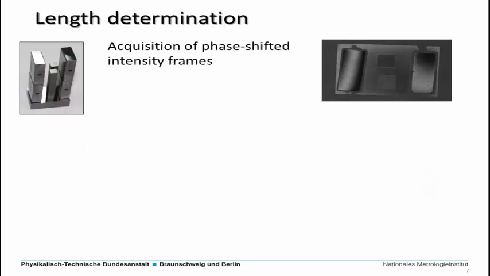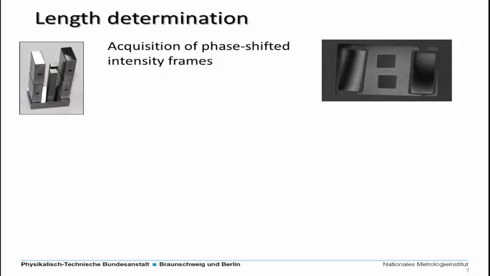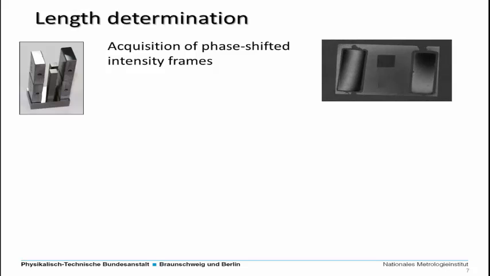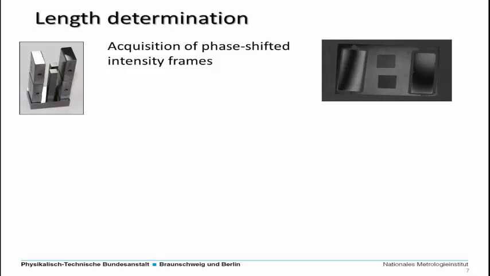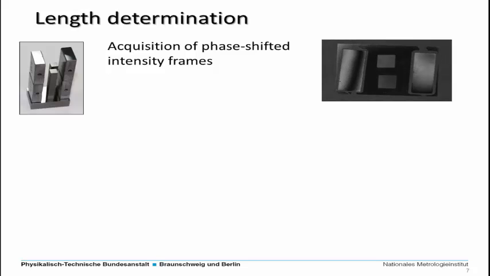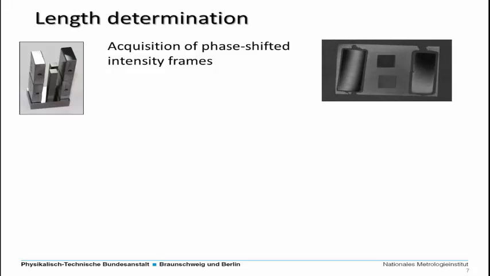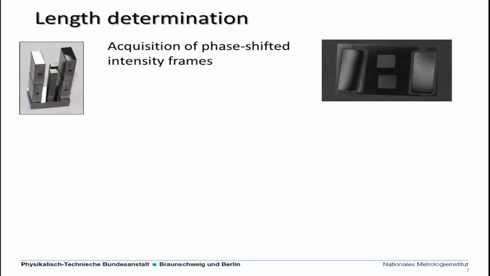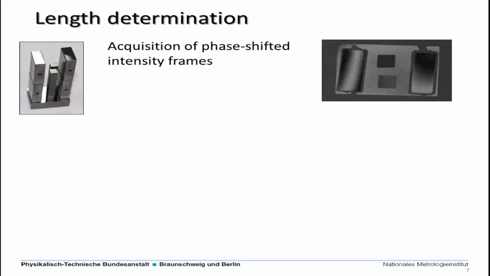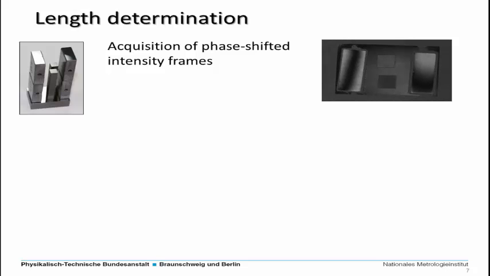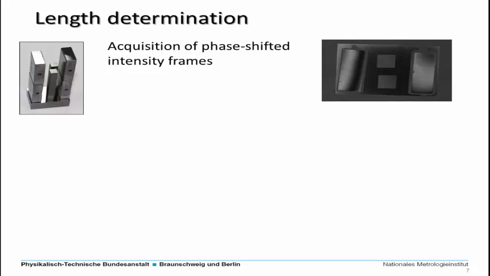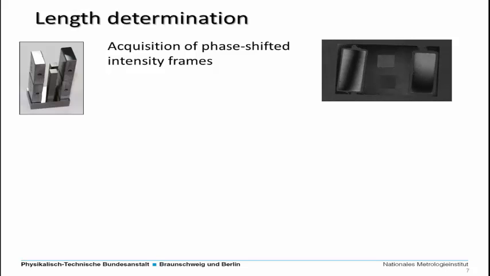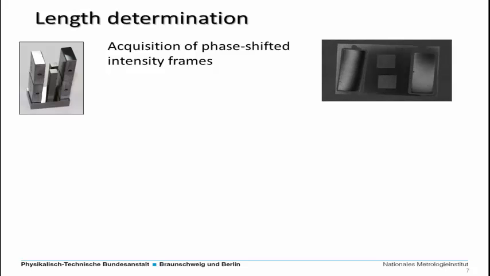Well, the principle of the length determination works as follows. Here you see a photo of such a gauge block shaped sample arrangement. There are different bodies on this reference plate. This is some type of ceramic. I don't know what exactly it was. First of all is the acquisition of phase shifted intensity frames. Here you see the series of shifted interferograms. As you can see, these fringes are moving. That just means that the surfaces of these sample bodies are tilted slightly with regard to the surface of the reference plate below them.